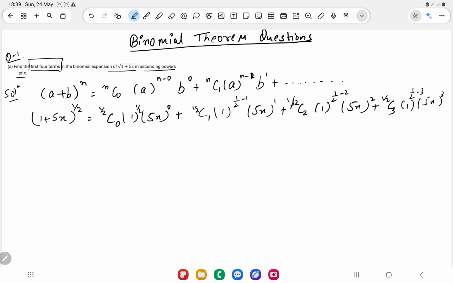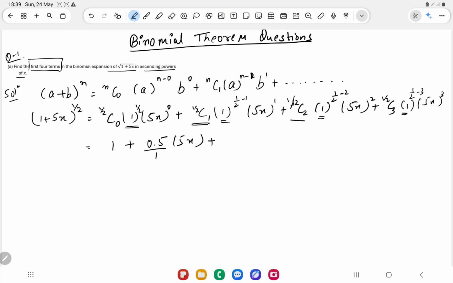Now if I solve this, half C0, so nC0 is always 1, that you can remember. And we will not be writing this 1 because 1 to the power anything is 1 only. So my first term becomes 1. Now if I want to solve half C1, I will be using the nCr formula. So half C1 will be, half I am writing as 0.5, so it will be 0.5 upon 1, that is 1 only, multiplied by the 5x.